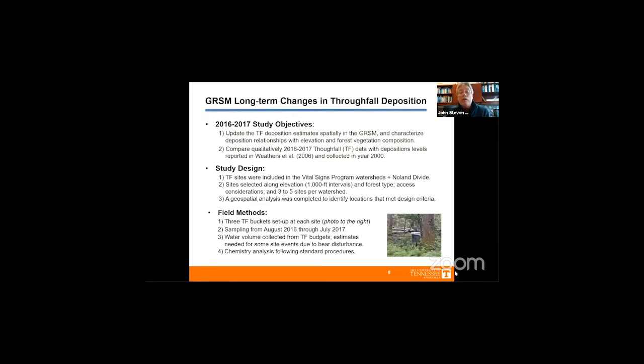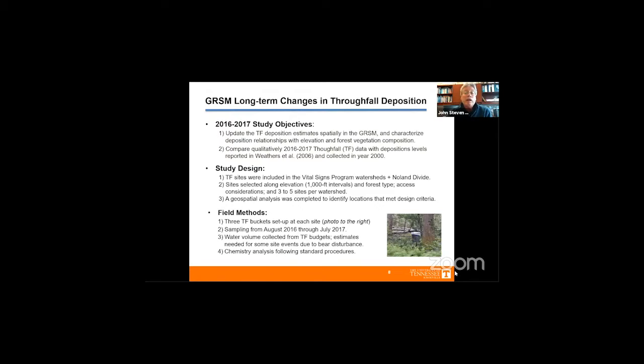So the study design was how we selected our sites throughout the Smoky Mountains. One, we wanted to collect data within these 6 watersheds, which are part of the National Park Service Vital Signs Program, plus the Nolan Divide site. We wanted to collect data on 1,000-foot intervals and then have different forest types. And we wanted to have at least 3 to 5 sites per watershed. We're just limited by resources to be able to collect more. I mean, more data is always nice. And so then we did a geostatistical analysis to identify these locations and met these various criteria, including access considerations as well.